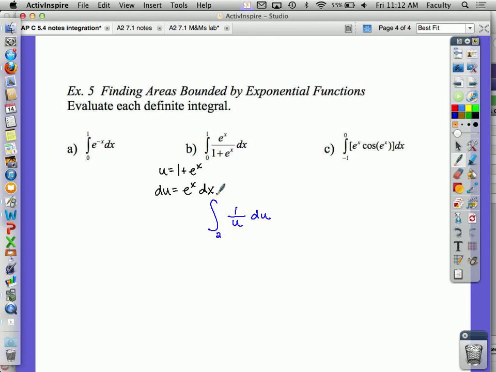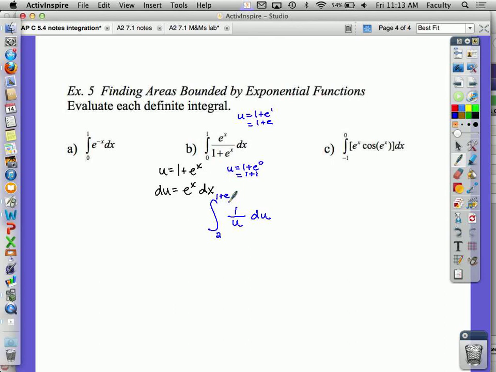So the derivative of e to the x is just e to the x? Yes. I knew that. Remember, we just reviewed it at the beginning of the notes. And then let me talk about the limits of integration, okay? If you plug in 0, 1 plus e to the 0 is 1 plus 1. That's where my 2 came from. When you plug in a 1, that's 1 plus e to the first. Now that's not pretty, but that's it, okay?